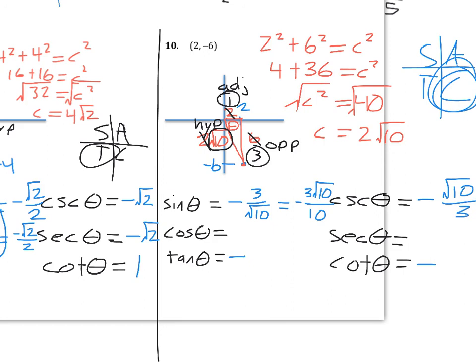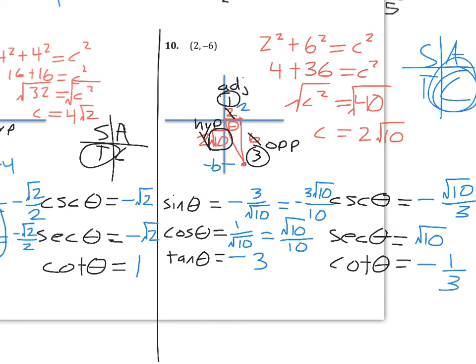Cosine is adjacent over hypotenuse. Multiply top and bottom by radical 10. You get radical 10 over 10. Okay, flip the first step, and you get radical 10 over 1. For tangent, we're doing opposite over adjacent, so that's 3 divided by 1, and it's negative. The reciprocal of negative 3 is negative 1/3.